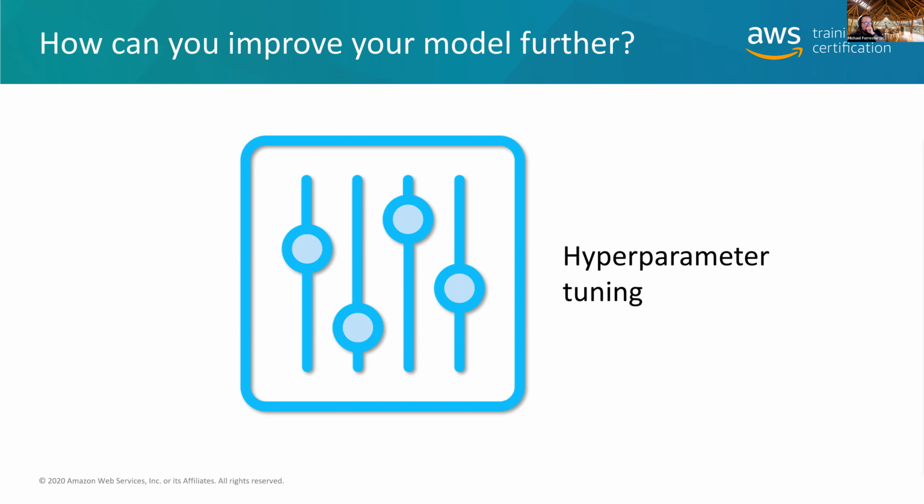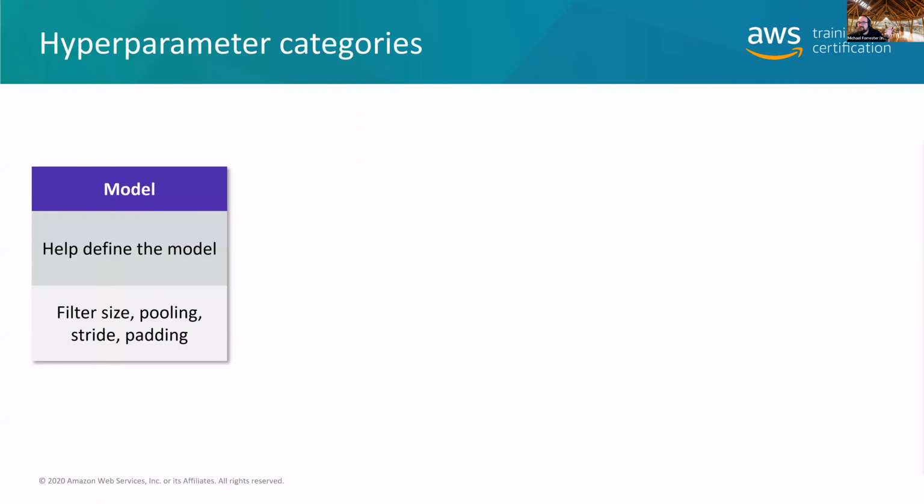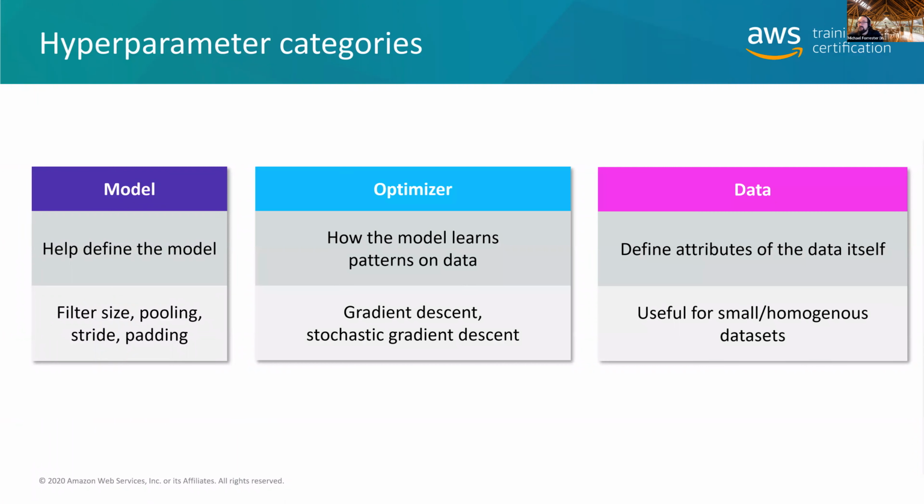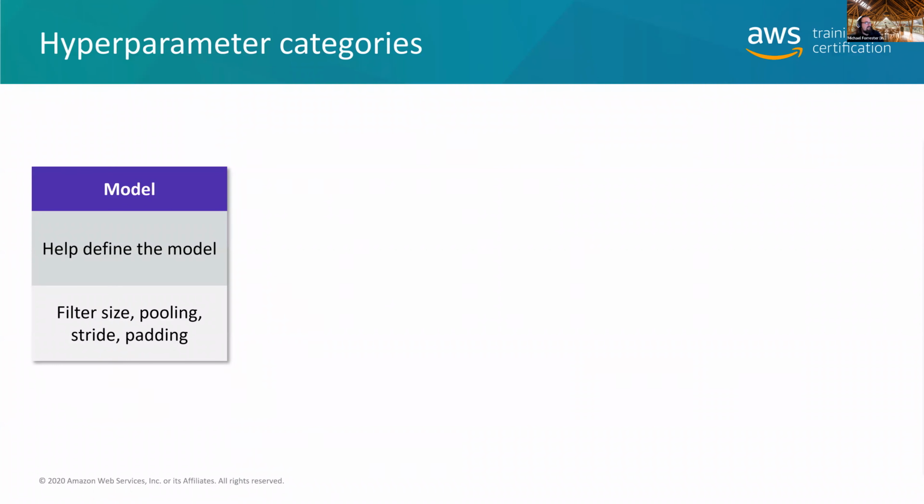There's a couple of different aspects to this. There's the model, right? So there's a couple of different kinds of hyperparameter categories. There's the model, there's the optimizer, right? How the model learns, if you will, right? And then you could actually define attributes of the data itself, right? So again, we could touch the fuel, we could touch how the engine works, right? We can touch how the engine learns.